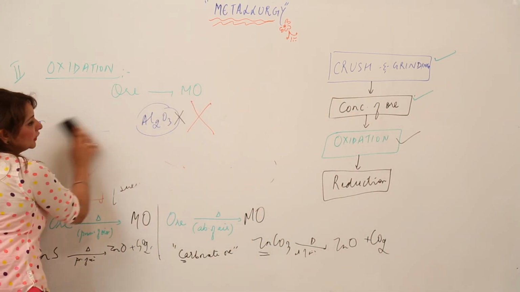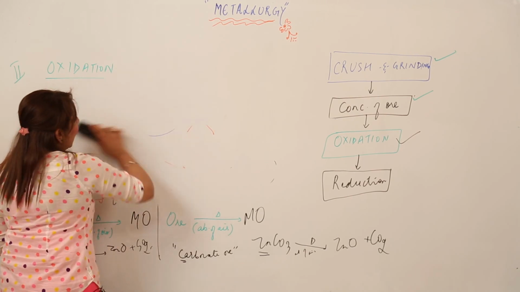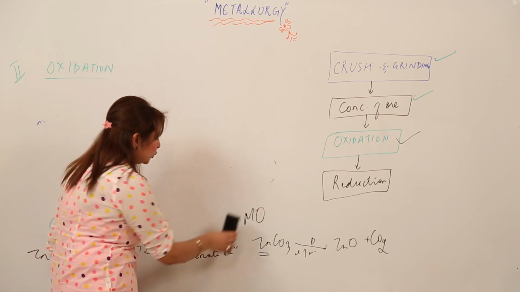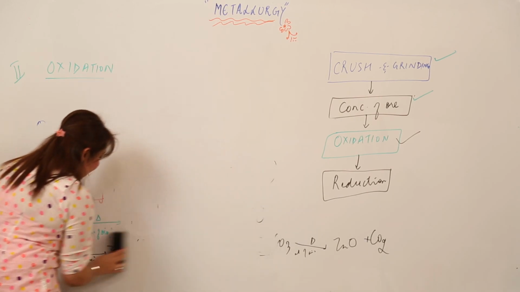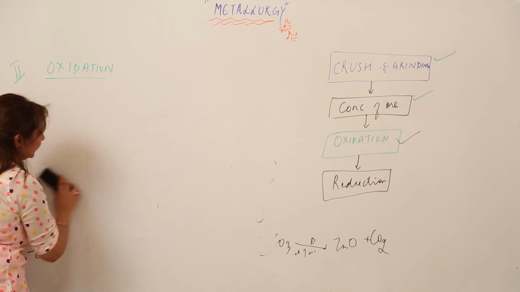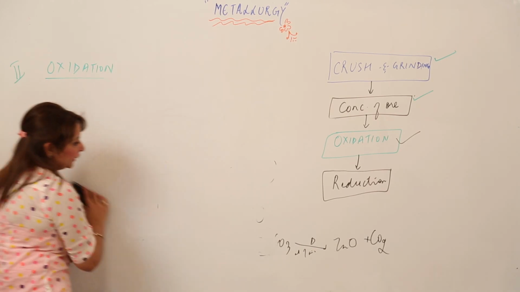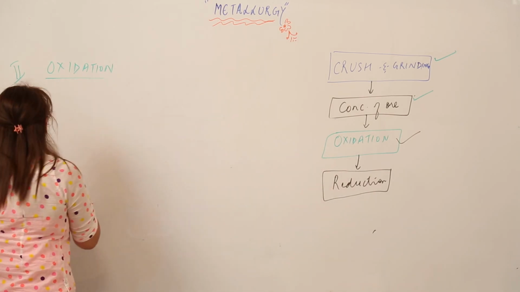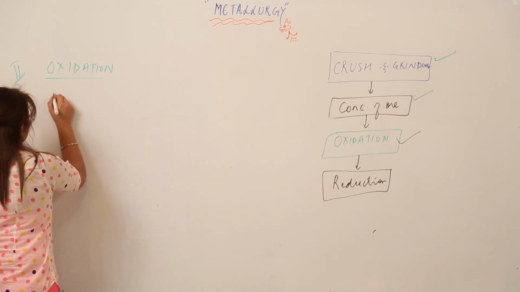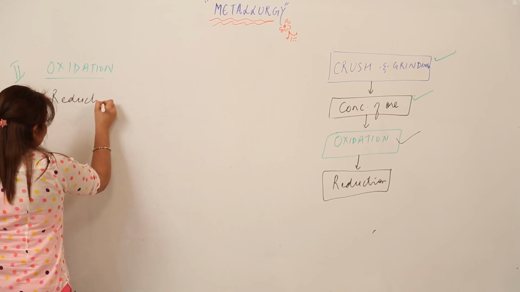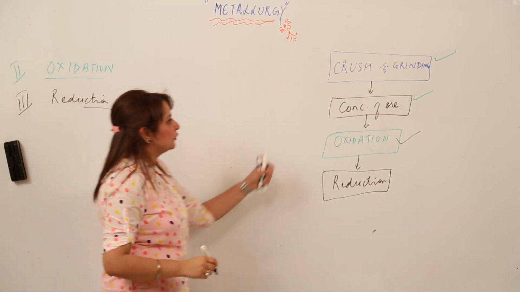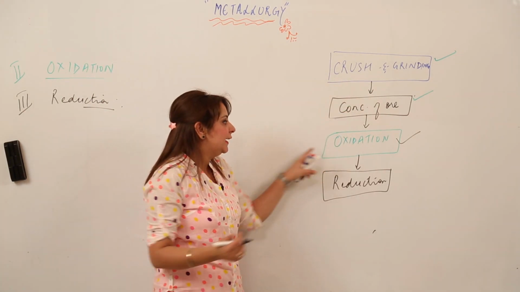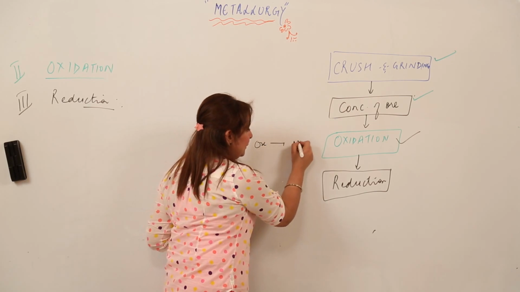And what is that? It is the reduction. As you all know, what is reduction? We already did in redox reactions that reduction is the addition of hydrogen and removal of oxygen. So this is what we'll be doing now. The step we will be discussing is reduction. Earlier we had the powdered ore, then the concentrated ore, and then we converted the ore into the metal oxide.